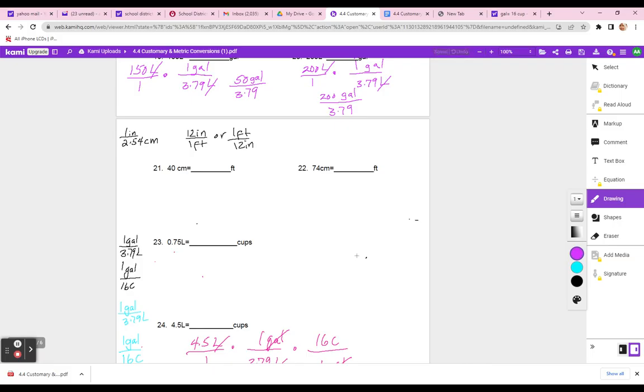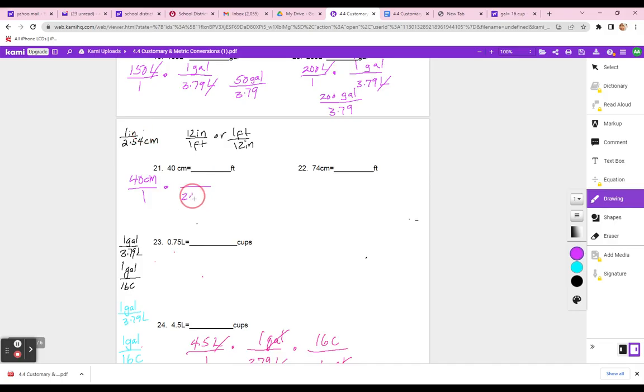All right, so here we have to convert twice because we're going to go from centimeters to inches and then from inches to feet. And you need to know your conversion factors. So 1 inch is 2.54 centimeters. 1 foot is 12 inches. Okay, so we're going to do one conversion at a time. So we're going to start with 40 centimeters over 1. We want the centimeters to divide out. So I'm going to use this conversion factor.